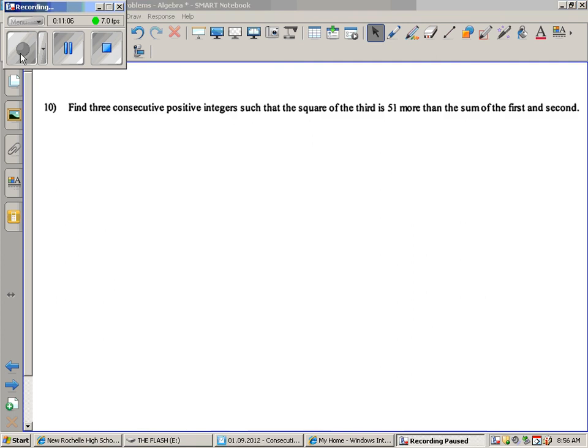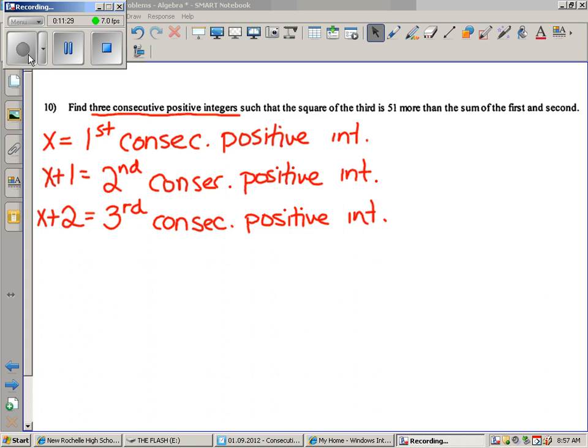One more, and then we're done. All right. Last one. Find 3 consecutive positive integers such that the square of the third is 51 more than the sum of the first and the second. What? Nah, don't worry about it. Well, the first thing we're just going to do is find 3 consecutive positive integers. We're going to write our let statements. We write out x, x plus 1, and x plus 2. That's how it all begins.